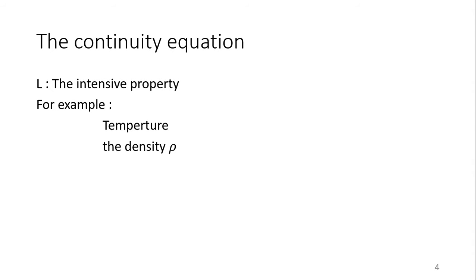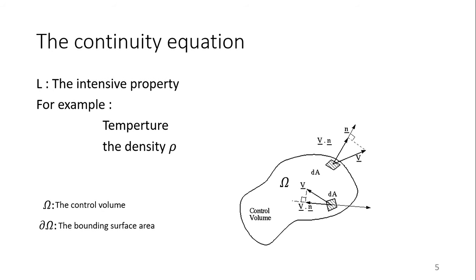Now let's talk about the continuity equation in general. We note L the intensive property. L is something that is independent of the amount of material you have. For example, the temperature, or the density rho of fluid. We note also Ω as the control volume of fluid, and ∂Ω as the bounding surface area.